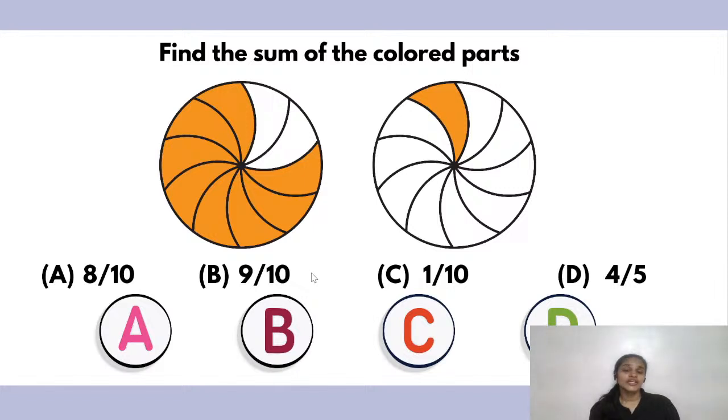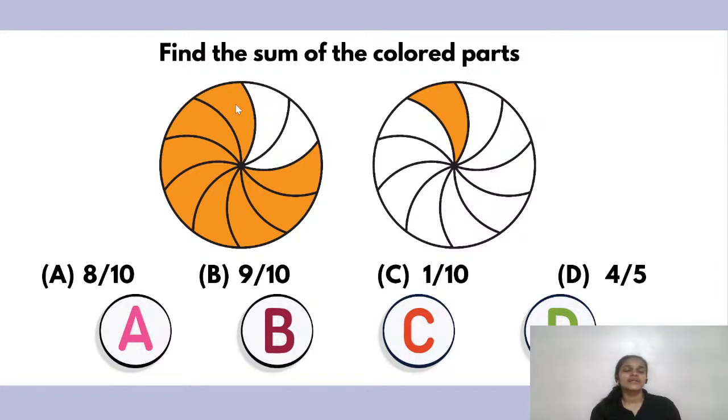Let's see how many of you can get it correct. Come on. Find the sum of the colored parts. Only the colored parts, okay? All right. Yes. So everybody's giving me the answer B. Let's see whether it's correct.